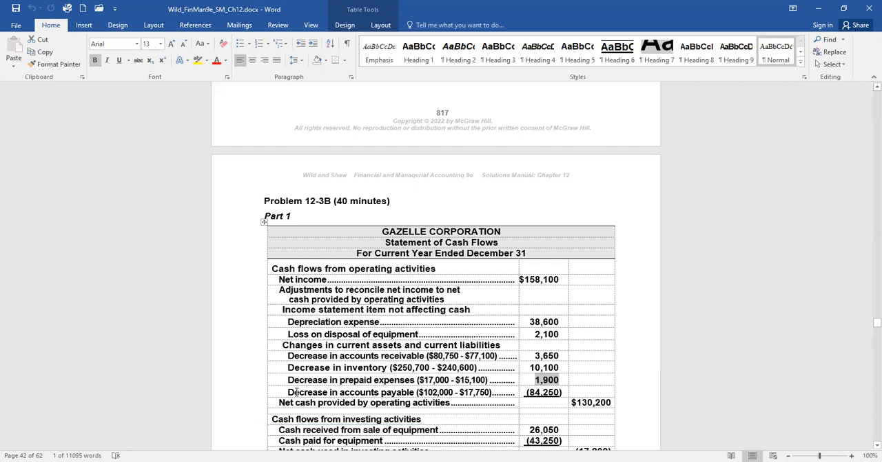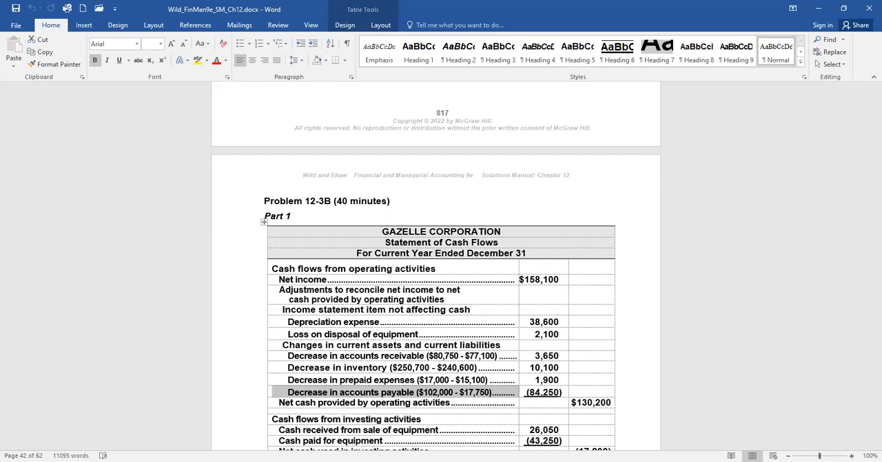Now, when a current liability changes, it's the same impact on cash. So if in this case, accounts payable decreased and went from $102,000 decreased dramatically down to $17,750. Well, why? Because we paid them off. Well, then if your liability decreases, the same impact occurs to cash because that's what you use to pay them off. So we decrease cash, or show this as $84,250 decrease.